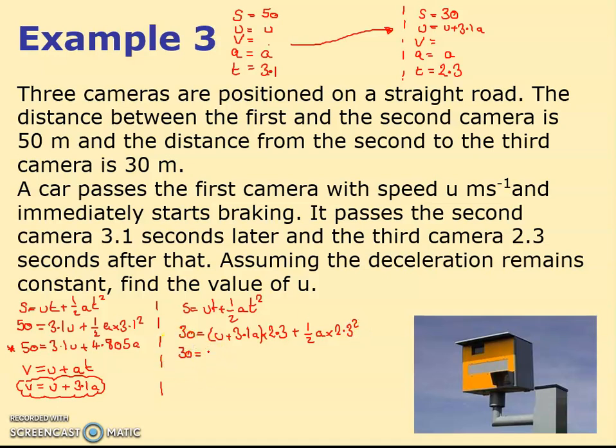30 equals, and if I just multiply this out, I get 2.3u, but multiply that by that as well. I'm just quickly doing it. I get 7.13a. And I suppose I also got to do this 2.3 squared times a half, and I get 2.645a. Now look, these can be joined together, so that gives me 30 equals 2.3u. How many do I get if I add those together? Well, it's about 9 and a bit, isn't it? Yeah, it's 9.775a. And you'll notice now I've got my second simultaneous equation.